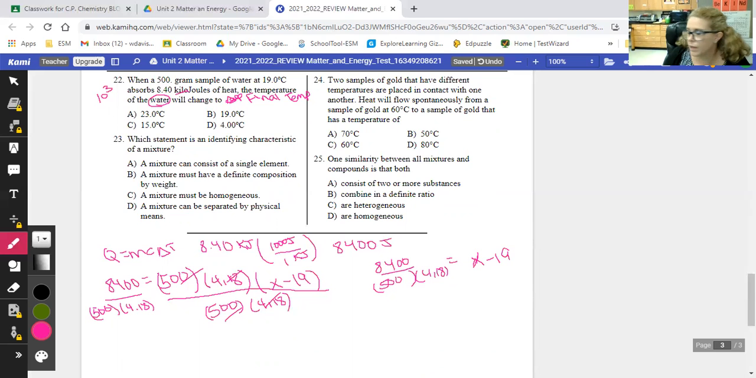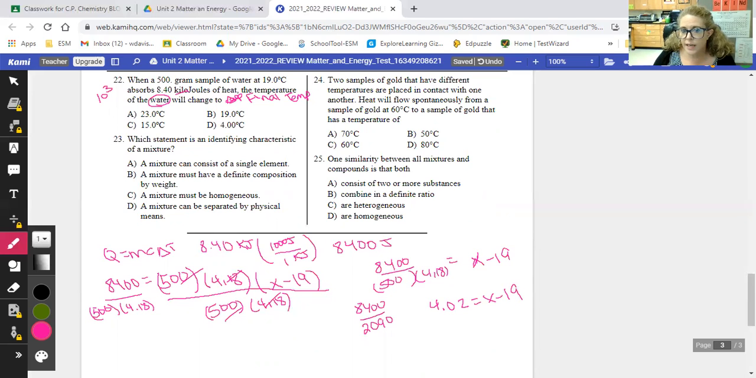All right, let me just grab a calculator. I'm just going to use my phone calculator. Okay. All right, so I'm going to do 500 times 4.18. So that is equal to 2090, and then I take the 8,400 and I divide it by 2090. So that's equal to 4.02, and that equals the x minus 19.